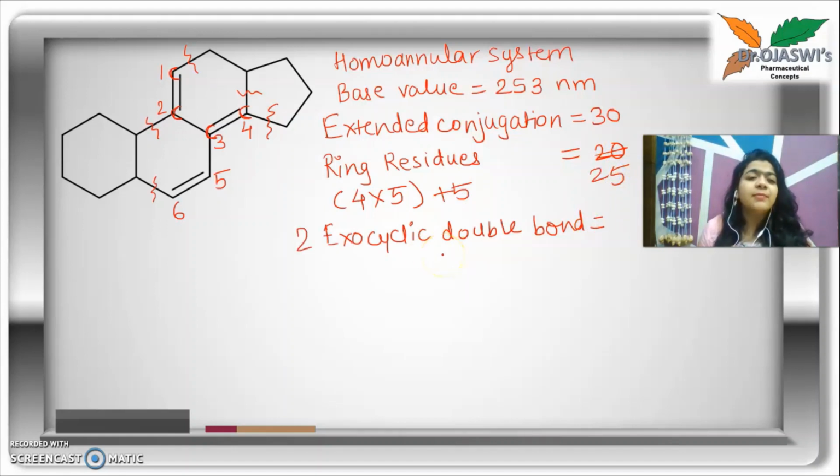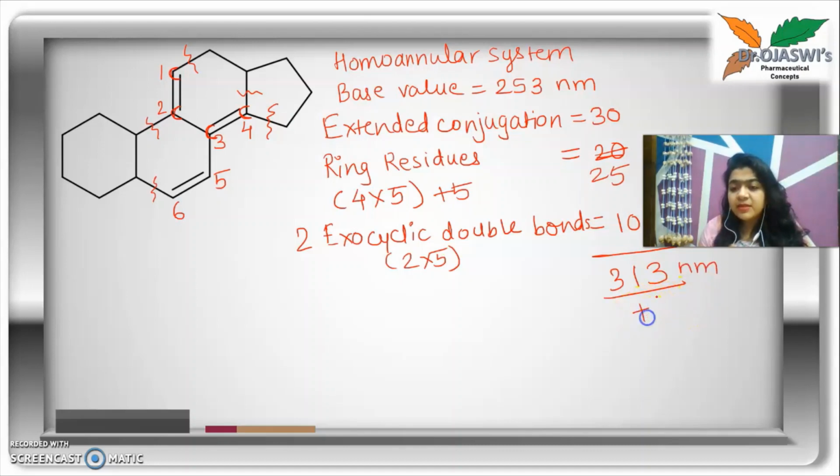And for exocyclic double bonds, there are two exocyclic double bonds, the double bonds which are between carbon number 1, 2 and carbon number 3, 4. And why only those bonds are called exocyclic double bonds? For that you have to watch my earlier videos. So now if we make the total, the total comes out to be 313 plus 5, so it is 318 nanometers. This 5 units which I had forgotten here, ring residue.